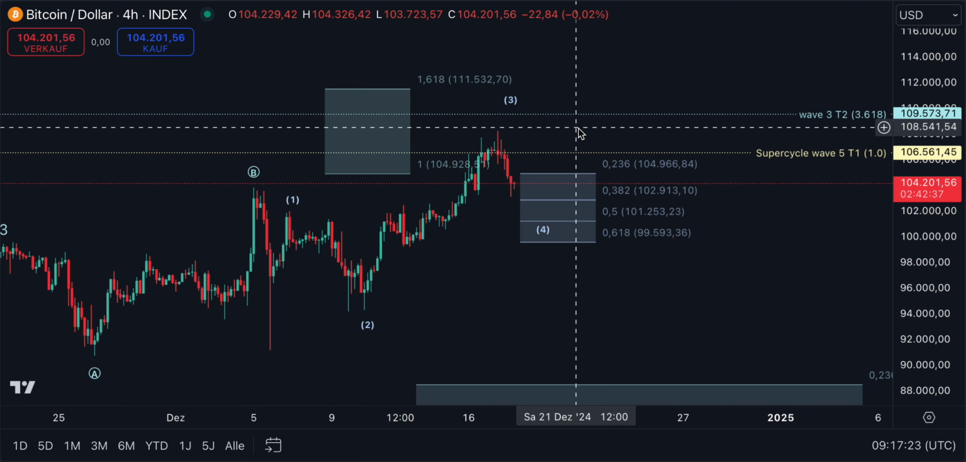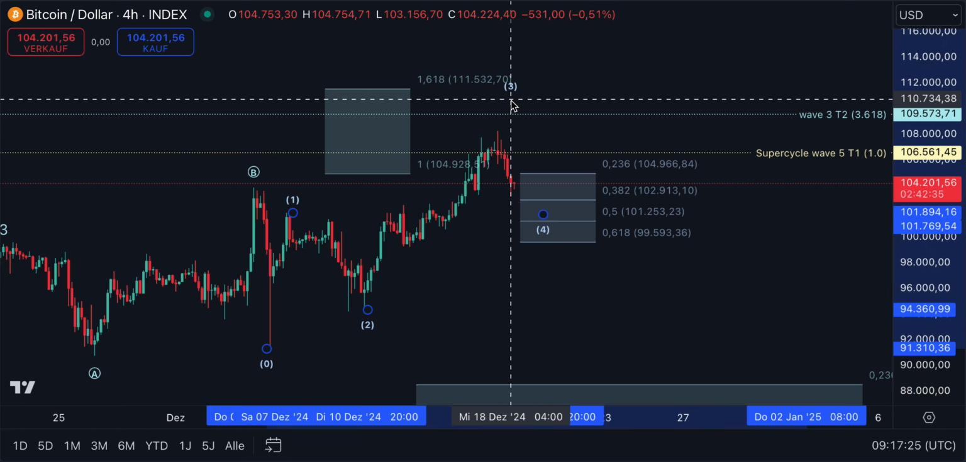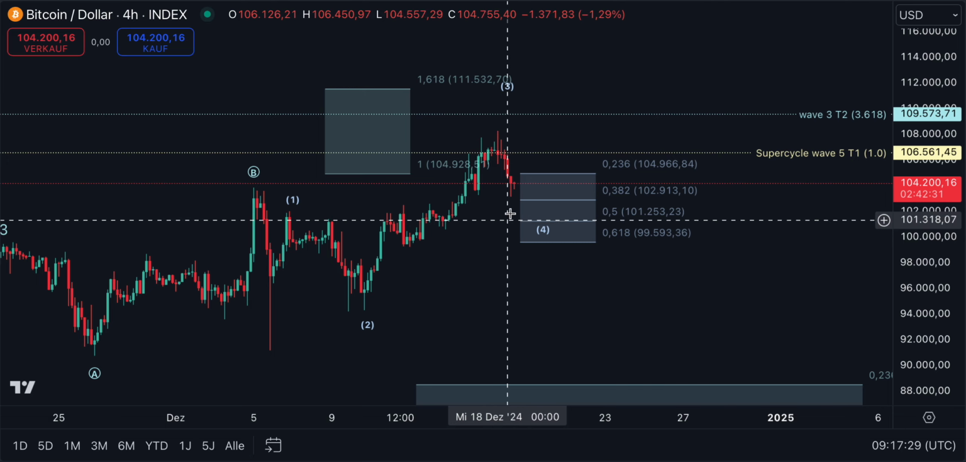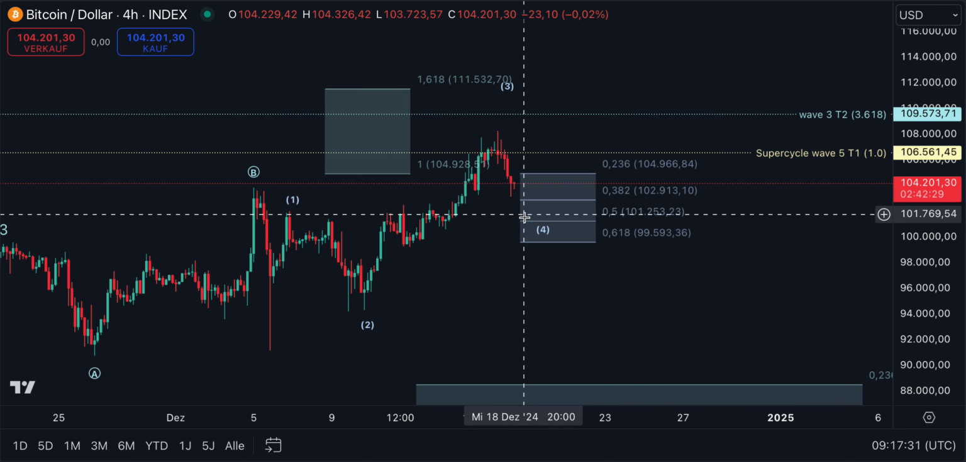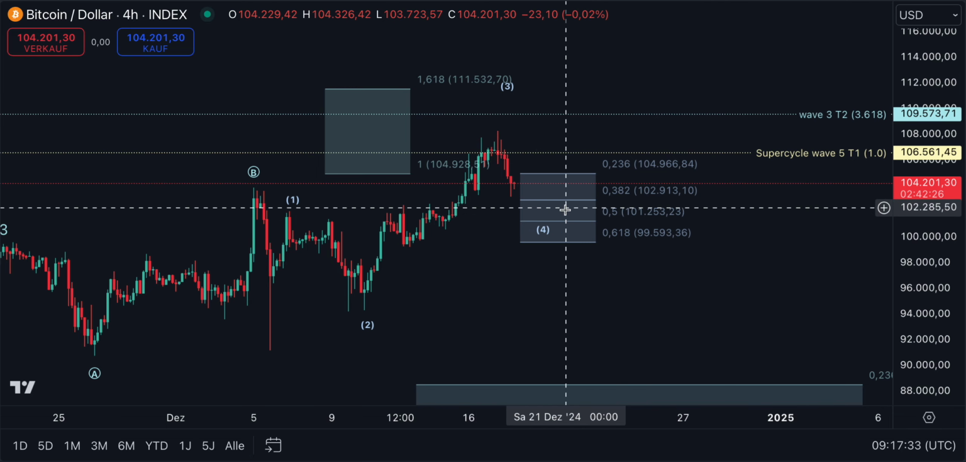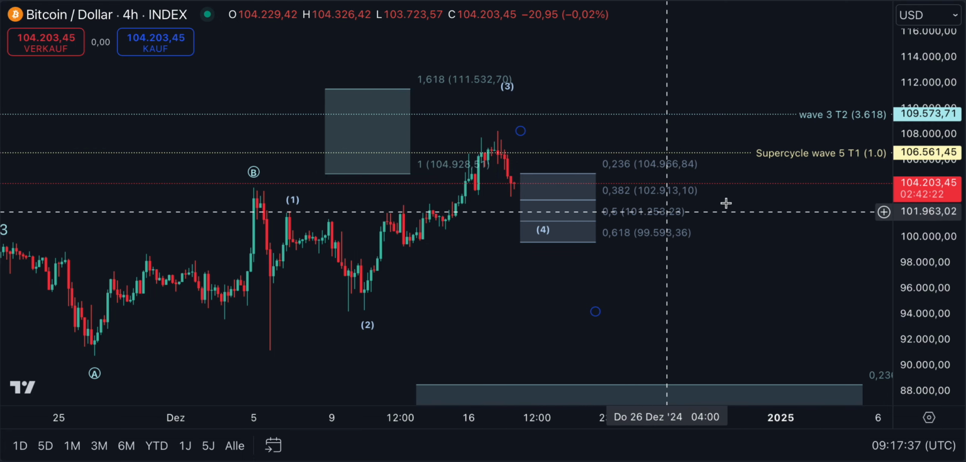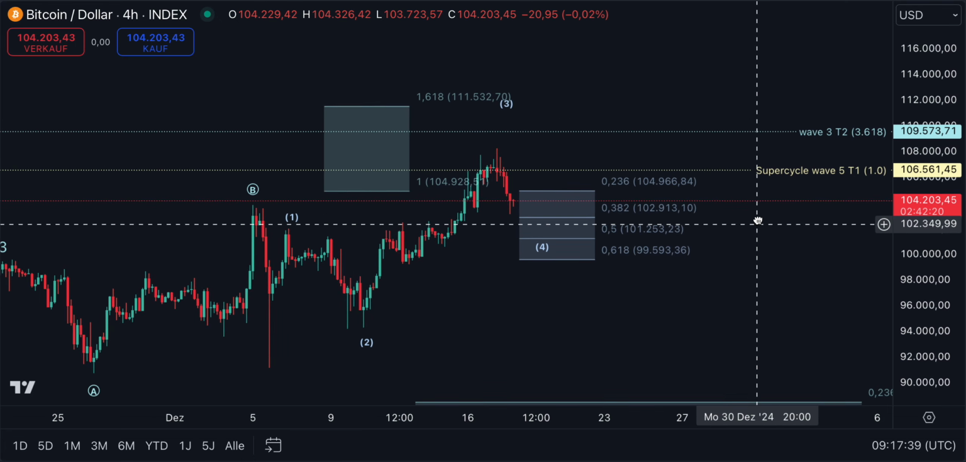So for now, let's just conclude this with the wave 3 can still extend to 111.5. If we're already in a wave 4, which it looks like, we have to hold 99.5. Otherwise, it's a more bearish structure, and we will see lower prices.